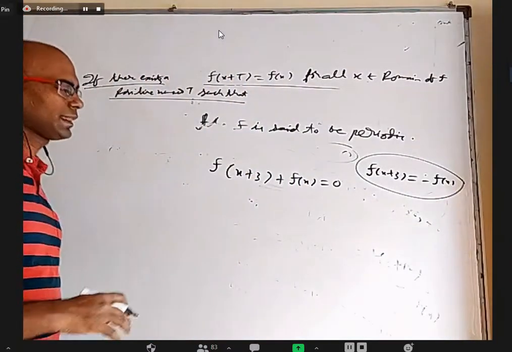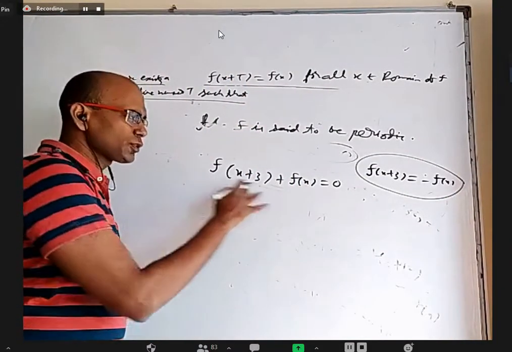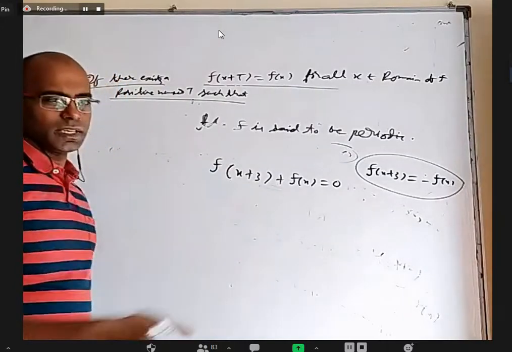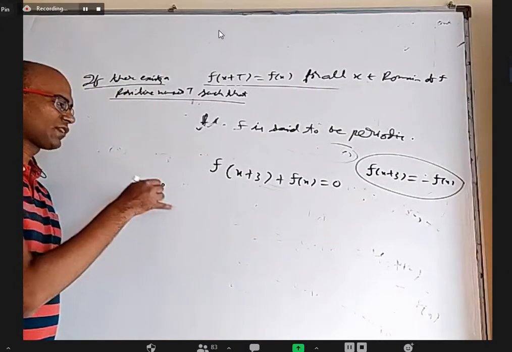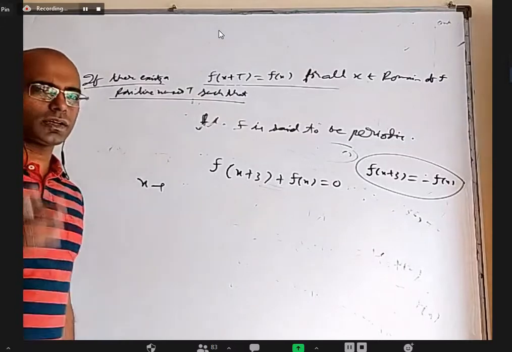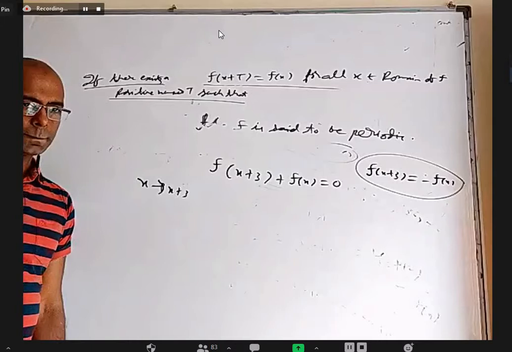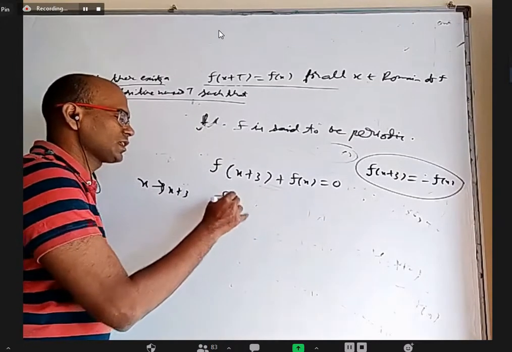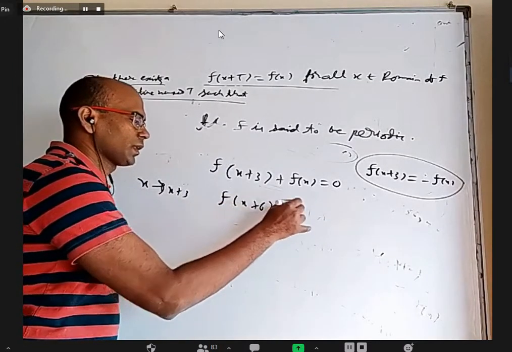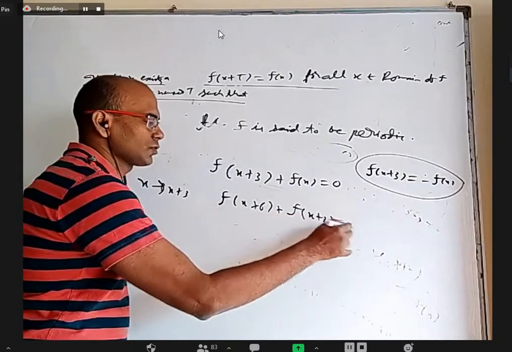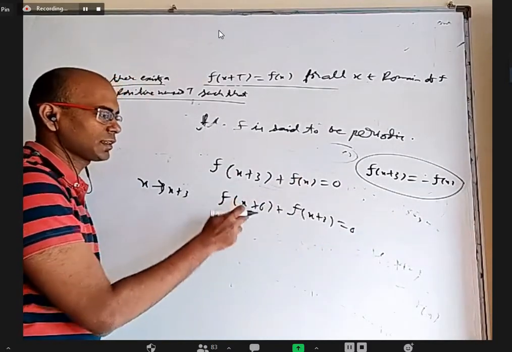But more than that, this is true for all x. So I can replace x with anything else. I can write x as 5 or y or k or l or anything. I am going to write x as x plus 3. When I write x as x plus 3, this will become f of x plus 6 plus f of x plus 3 equal to 0.